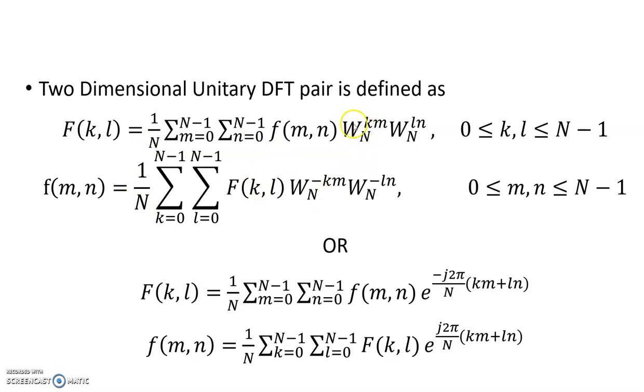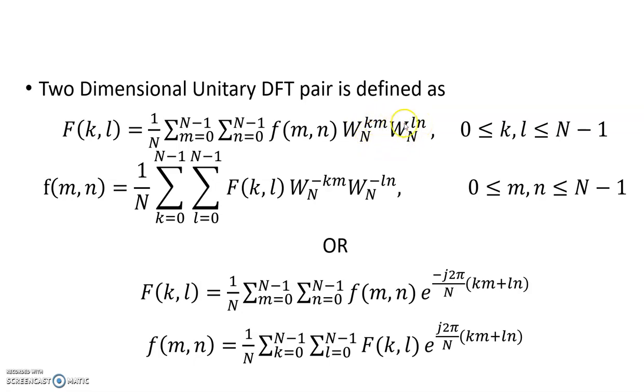So as we said, this W_N is my basis function. For a DFT, this basis function is an exponential term. So I can rewrite this expression by substituting for W_N an exponential term. So I can write down the expression for F(k,l) equal to, all these terms are the same. Then substitute for W_N an exponential term, that is e raised to minus j 2 pi by N. So W_N is e raised to minus j 2 pi by N. Then I have raised to km, raised to ln. So W_N is the same.